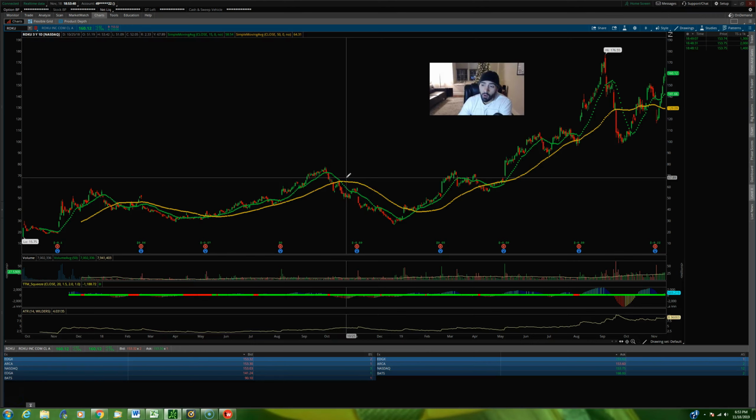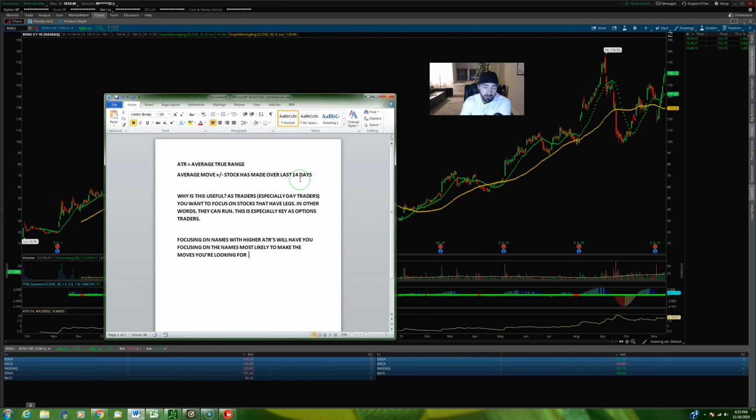I want to talk about what I personally think is the most important indicator for a day trader, and that is the ATR. ATR stands for average true range, and it just measures the average move that a stock has made up or down over the last 14 days. Why is this useful? Well, for you day traders out there especially, you want to focus on names that have a big ATR because these are the names that have gas in the tank.